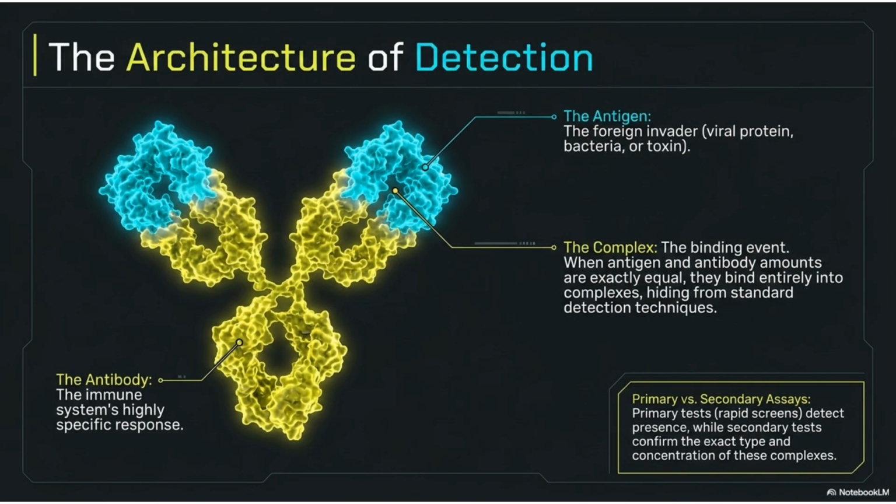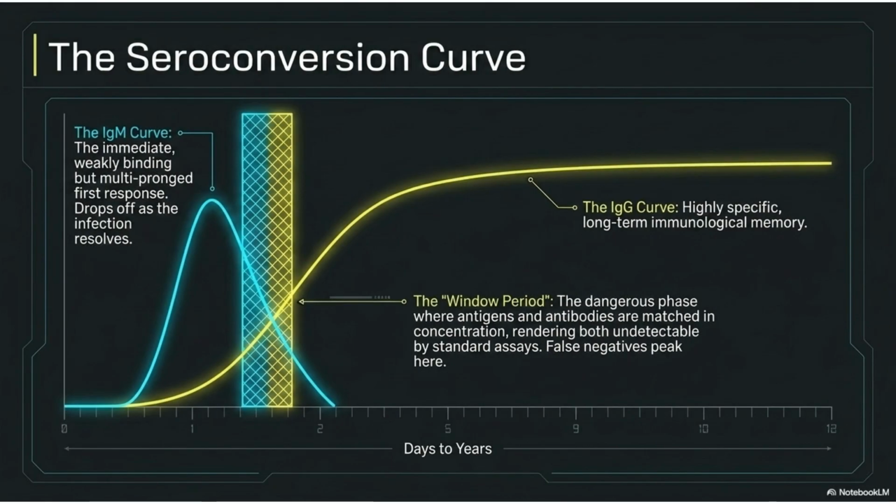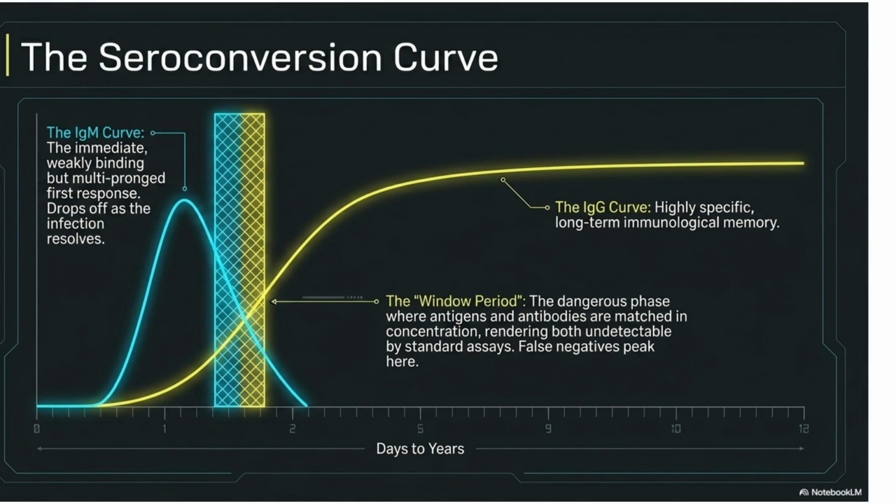blood serum. At the core of serology is the binding event between the antibody and the foreign invader, or antigen. Primary tests detect their presence, while secondary assays confirm the exact type and concentration of these complexes. The seroconversion curve shows the IgM curve's immediate first response and the highly specific long-term IgG curve. The window period is critical, where antigens and antibodies match in concentration and are often undetectable.